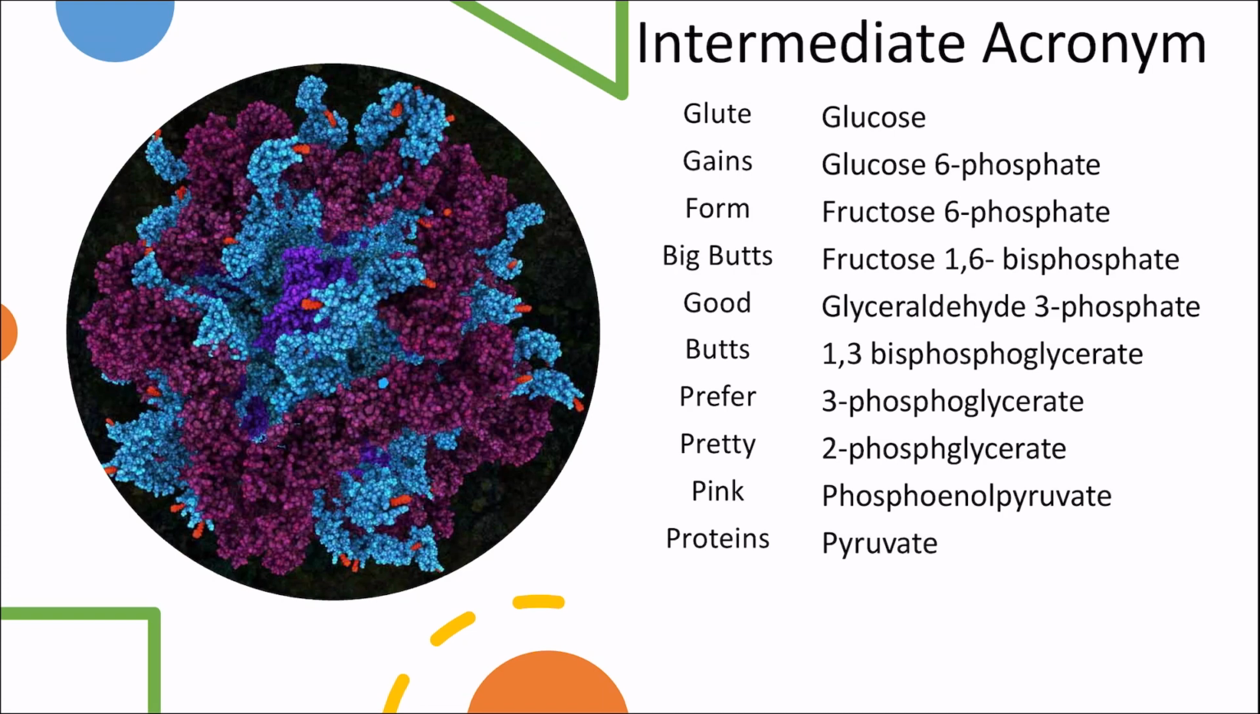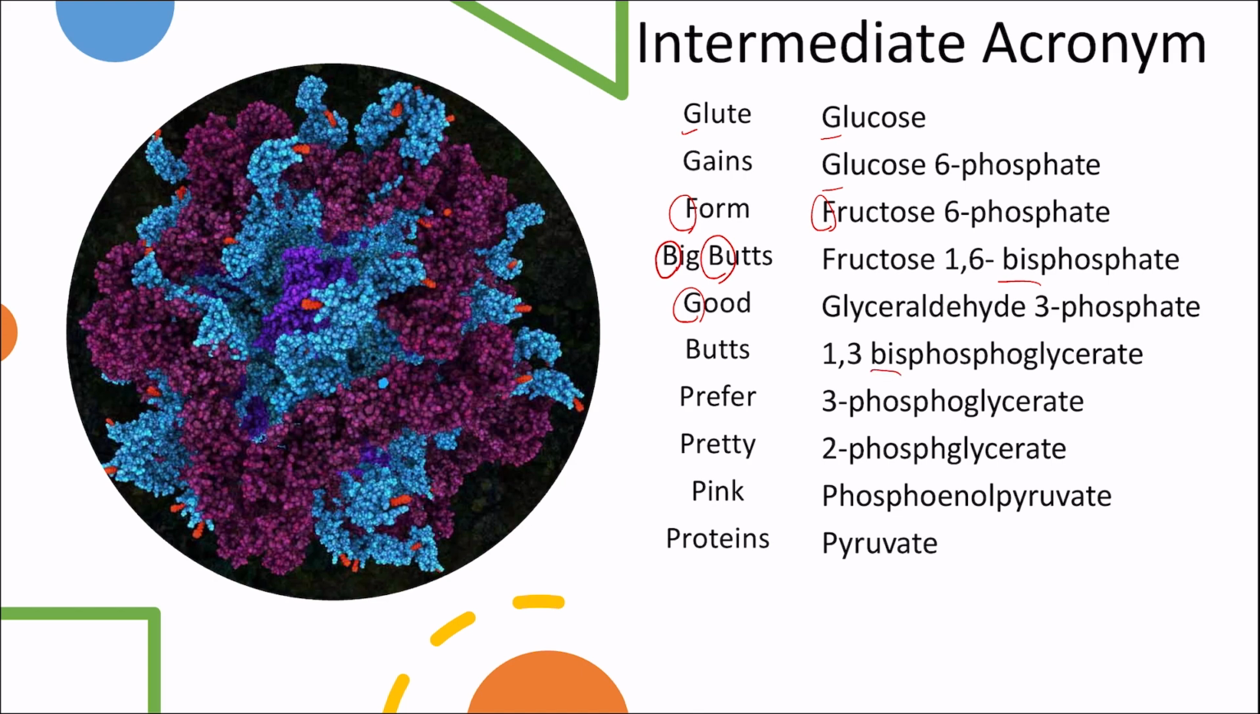So G for gluc is glucose. G for gains is glucose 6-phosphate. F for form is fructose 6-phosphate. The B in big, or the B in butts, would go for the bisphosphate. The G is for glyceraldehyde 3-phosphate. Butts again is 1,3 bisphosphoglycerate, the bis.